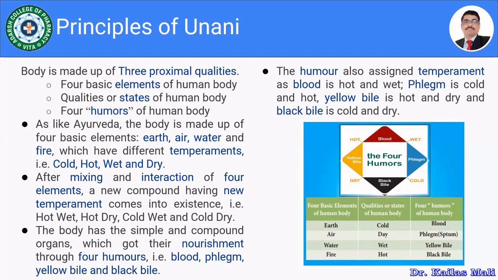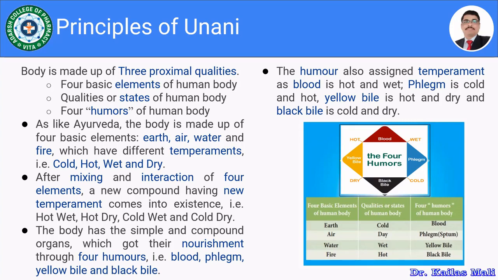After mixing and interaction of the four elements, for example, earth and air and water, water and fire and earth, a new compound having a new temperament comes into existence. For example, hot and wet, hot and dry, cold and wet, and cold and dry. So the body has simple and compound organs which get their nourishment through the four humors. Furthermore, the basic elements of the human body, earth, air, water, and fire, are made up of the four temperaments, that is cold, dry, wet, and hot.